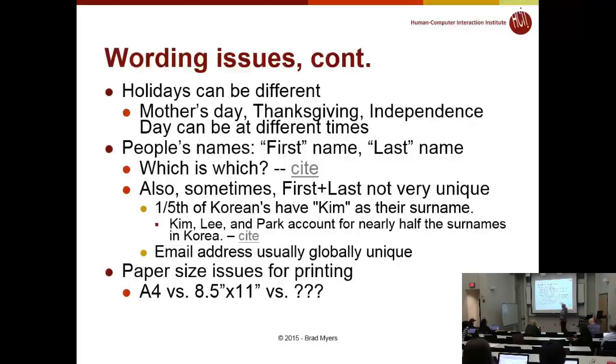Kim, Lee, and Park account for nearly half of the surnames in Korea. On the other hand, email addresses are usually globally unique, because otherwise the email system wouldn't work. So that's a much better way of sorting if you can get away with it. Paper is different sizes in different cultures. America uses inches. Obviously, most of the rest of the world uses centimeters, and so they have sizes like A4, A3, A2. A4 is similar to 8.5 by 11, but it's a little narrower and a little taller. So you have to take that into account.